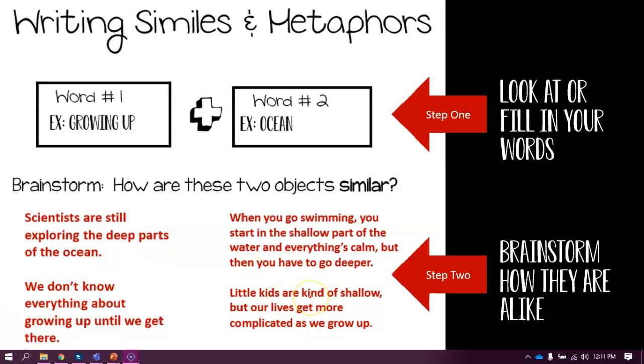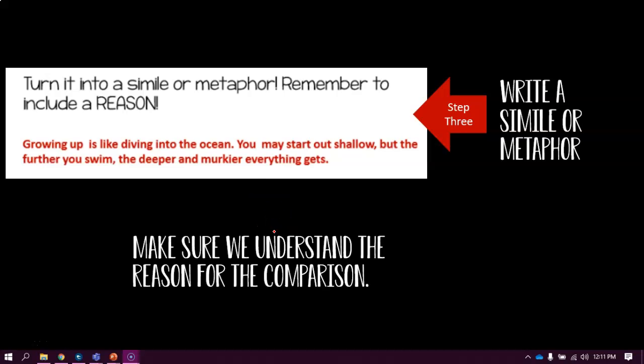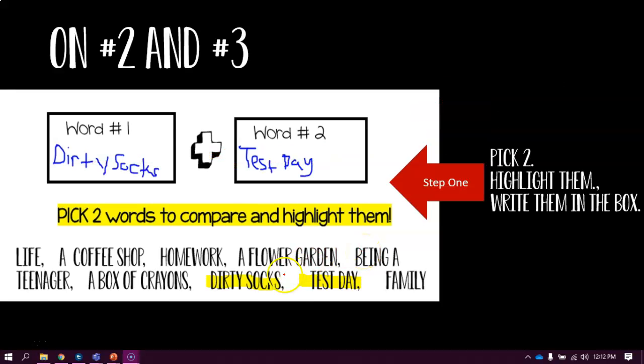After you brainstorm how these are alike, then you will go ahead, write your simile or your metaphor. Remember, you have to give a reason so we understand why you made that comparison. So you may start out shallow, but the further you swim, the deeper, murkier everything gets. For 2 and 3, you will need to pick which two words you are comparing, highlight them, and write them in the box.